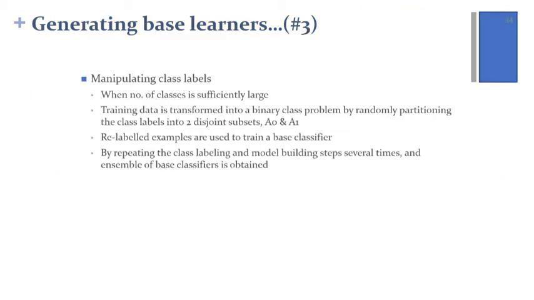The next one is manipulating the class labels. We use this when the number of classes is sufficiently large. Sometimes you are given a problem to solve, and you find out that there are so many classes involved, 25 classes. You need to assign this data point to any of these 25 classes. Usually, this is very challenging, very, very challenging, because the more the number of classes, the more difficult it is for you to get accurate results.